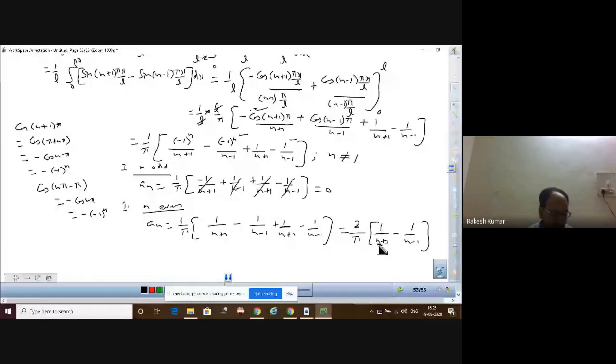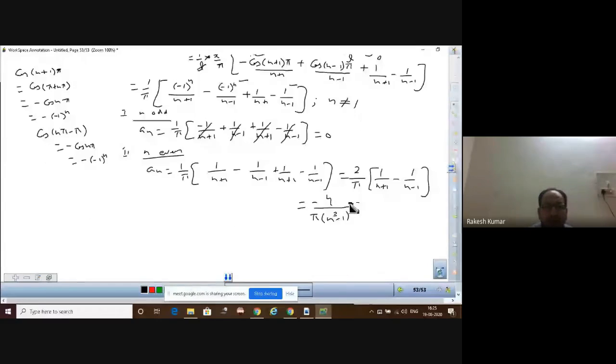So, what will you get? You will see that it comes out with a negative 4 upon pi and n square minus 1, by taking LCM. Take the LCM and see that the value will become this one. This will be your value of an when n is even. Now, you can write down the value.